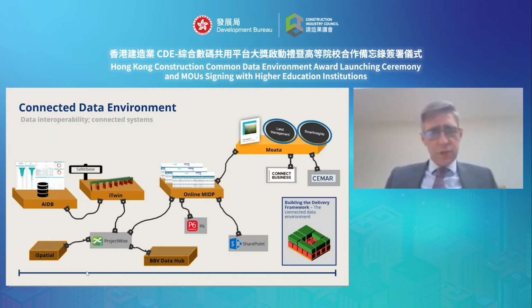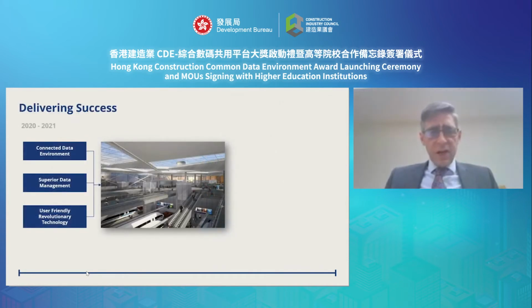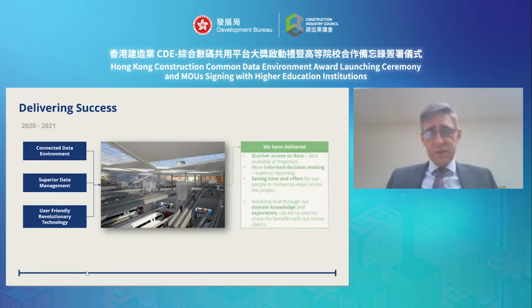And the project that I would call up on this one is High Speed 2, another huge project in the UK. 70 kilometers of high-speed railway and 300 assets, and MacDonald has been involved in delivering this as part of the Mainworks design joint venture, with over 1,000 designers in 30 different locations and 18 different disciplines. But importantly, one integrated project team, and at the heart of this is having a connected data environment, enabling superior data management and making use of user-friendly, revolutionary technology.